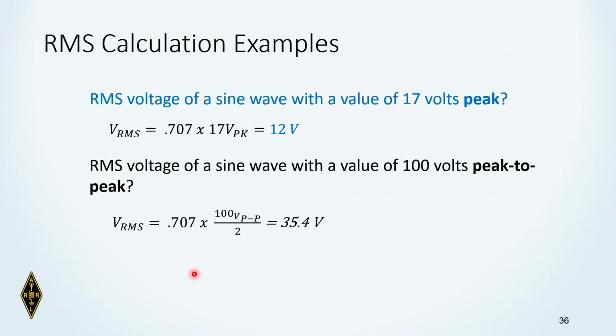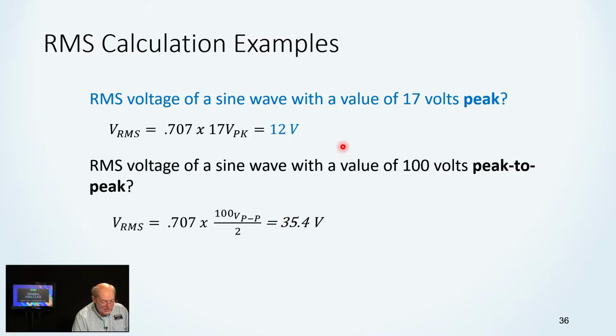So here's some calculation examples. If we have an RMS voltage sine wave with a value of 17 volts peak, we want to see where that's going to lead us. We want to know the RMS voltage of a sine wave with a value of 17 volts peak. So to get from peak to RMS, we multiply it times 0.707, giving us 12 volts.